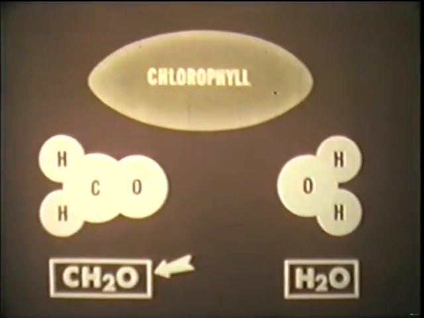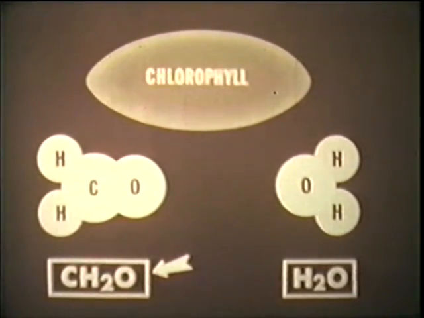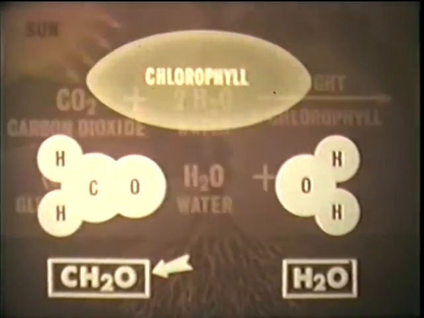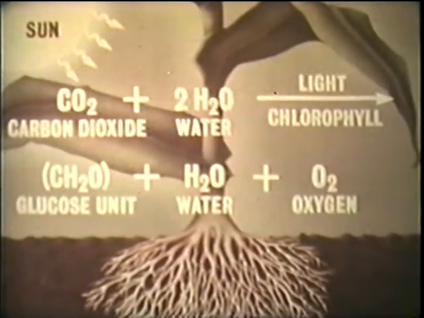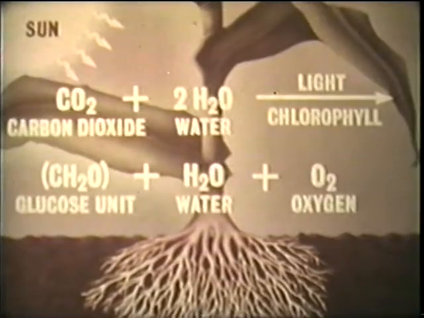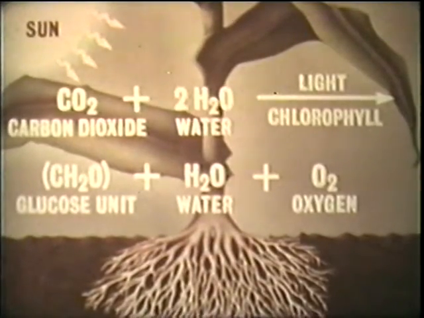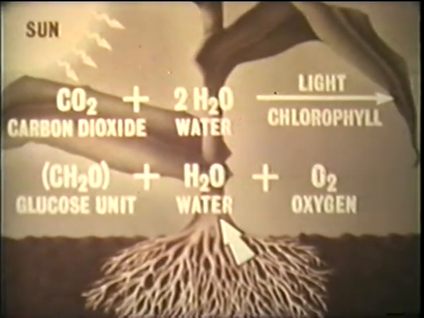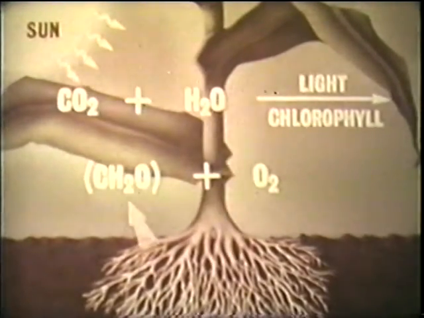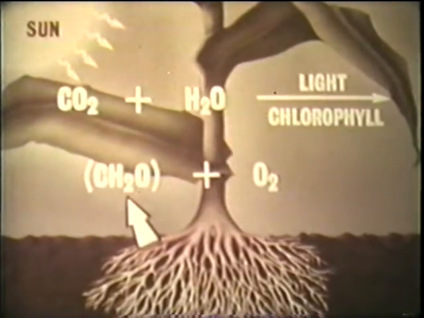The formation of the glucose unit is perhaps the most important result of photosynthesis. Until we have further evidence as to the exact manner in which the glucose unit is formed, this chemical equation represents the overall reaction. However, since water is consumed during the reaction, the net result is this. The CH2O is a unit of the glucose molecule.